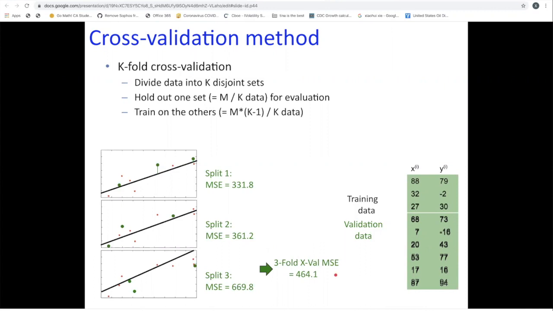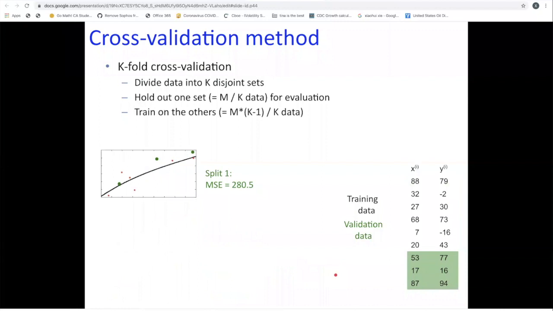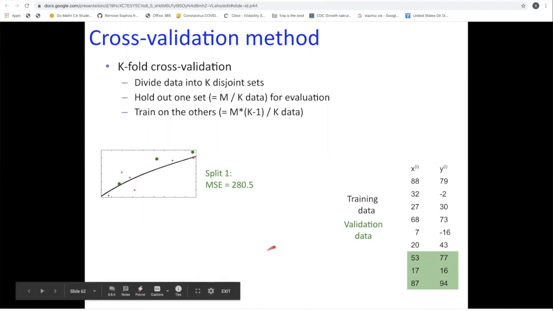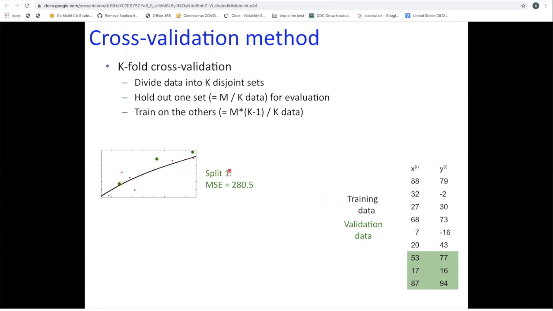So now you do this for your alternative model. Suppose I'm doing this for your second order polynomial functions. In this case, you need to learn 3 parameters instead of 2 in the previous case. And again, you can apply the 3-fold cross validation. In the initial split 1, you have 3 validation data sets, and the remaining 6 for training.